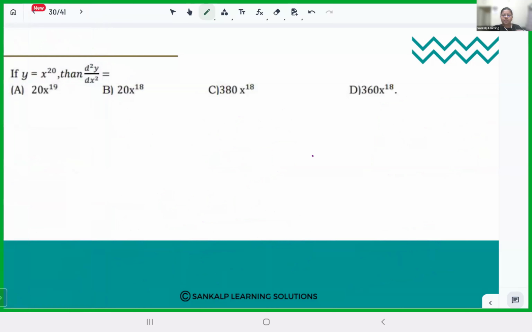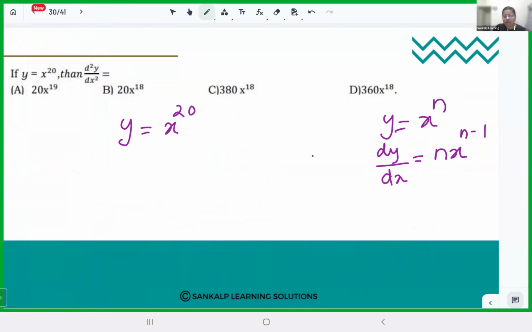We'll do this problem also. y equal to x raised to 20. Then you have to find out d square y by dx square. Here they have asked to find out the second order derivative. So how will you do that? First, you have to find out the first order derivative, then again differentiate that one, then you will get the second order derivative. So the function is y equal to x raised to 20, which means it is of the form x raised to n. So dy by dx is equal to n into x raised to n minus 1. Here n is equal to 20.